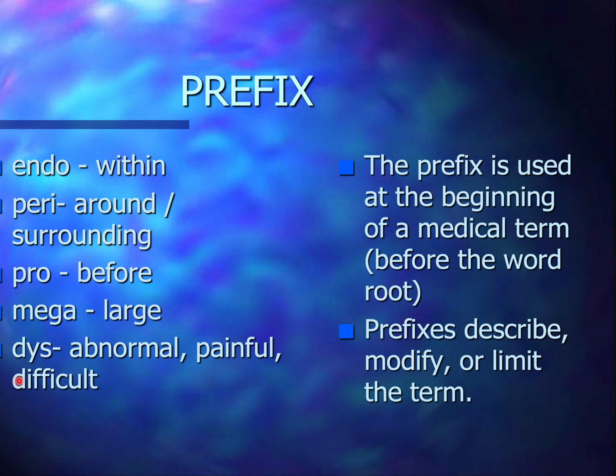Also, we have the prefix dys. Dys means abnormal, painful, or difficult. Okay, so when we add this to a term, for example, the term rhythmia, we say dysrhythmia. Dysrhythmia means abnormal rhythm in the heart, involving the heart rate or regularity of the heart rate. So this will change the meaning, or sometimes it means painful, or sometimes it means difficult. For example, dysphagia means difficult swallowing.